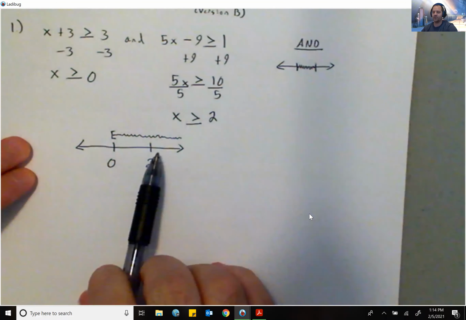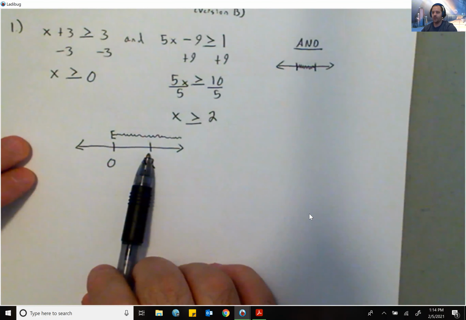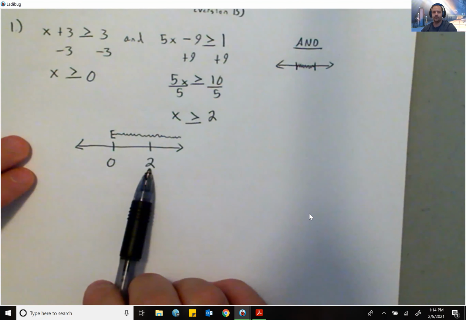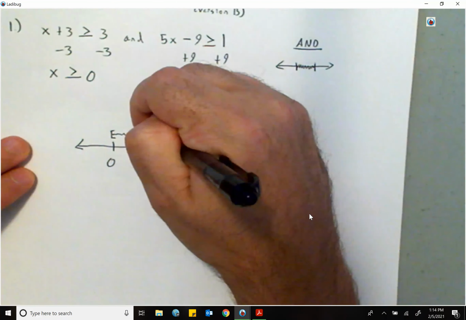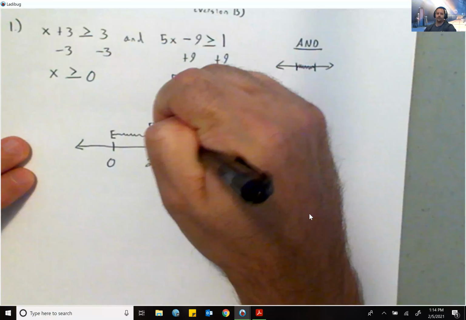All right, let's talk about 2 and let's graph it. Bracket or parenthesis at 2? Bracket. Shade to the right or to the left? To the right. There we go.